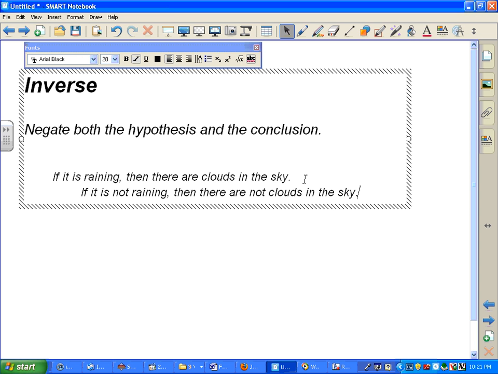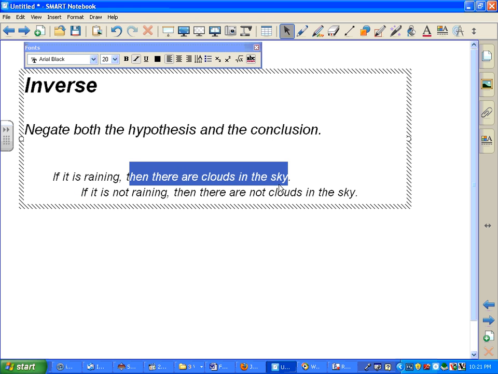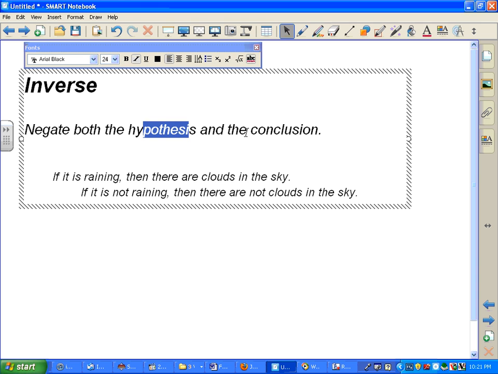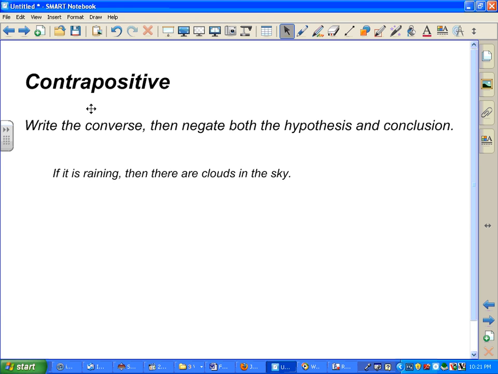If it is not raining, then there are not clouds in the sky. I just took each statement, if it is raining, and I negated it. If it is not raining, then there are not clouds in the sky. Inverse: negate both the hypothesis and the conclusion. Contrapositive: write the converse, then negate both the hypothesis and the conclusion.